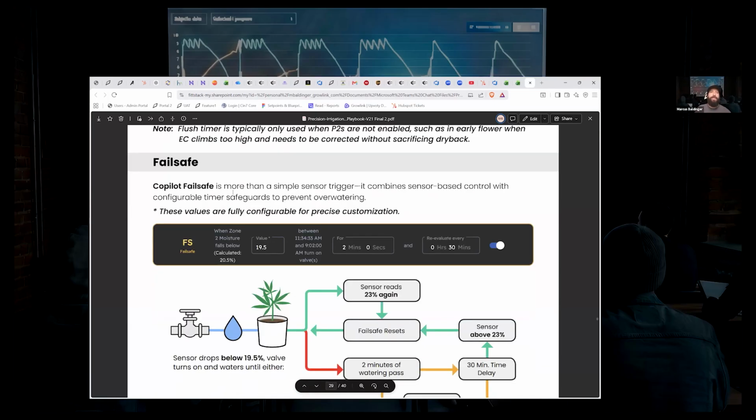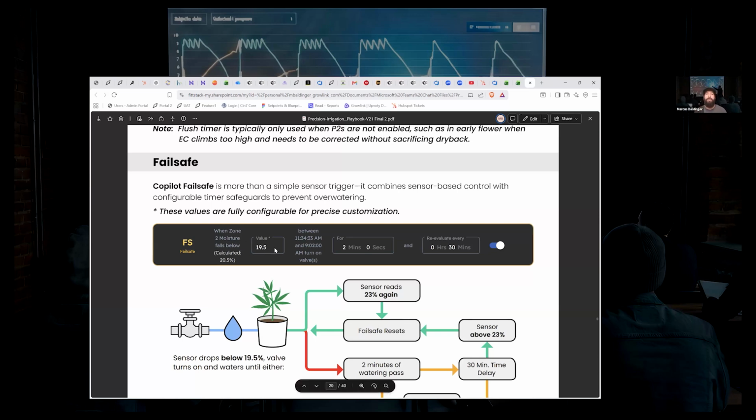All right. So that brings us to failsafe. That's the final bar on the schedule page, right underneath flush. Basically, this is a sensor trigger timer hybrid override that is always running in the background for your protection while you're running your timers, like your regular P1s and P2s, and even potential flushes. Outside of that timer window, it is just a sensor trigger that is running at all times.